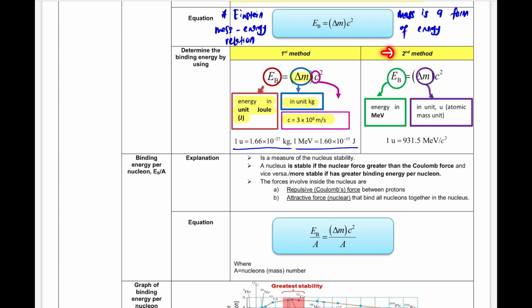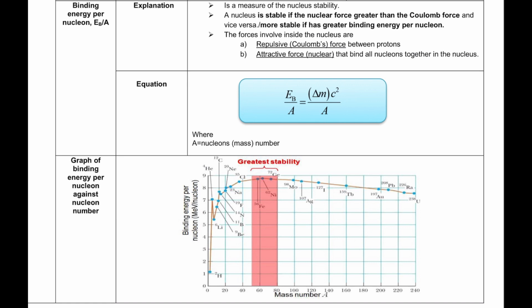Then for the second method, you can also find the binding energy in unit mega electron volt when you use the value of mass defect delta M in unit atomic mass unit multiplied with 931.5 mega electron volt per c squared. Okay, next is binding energy per nucleon, which is EB per A.